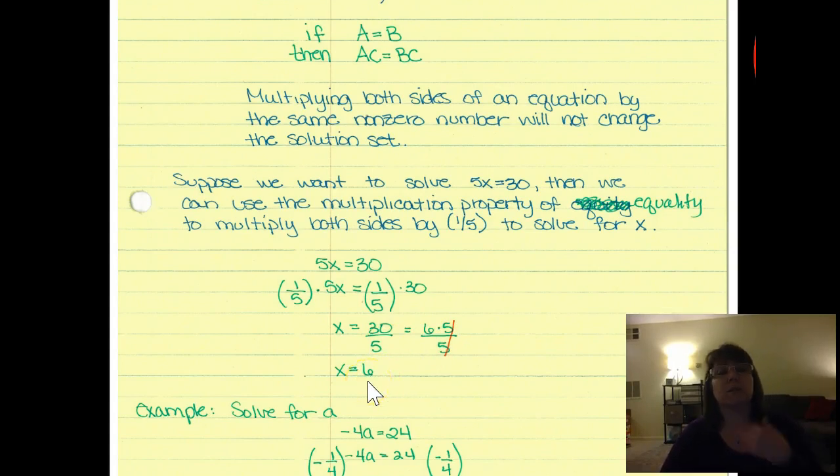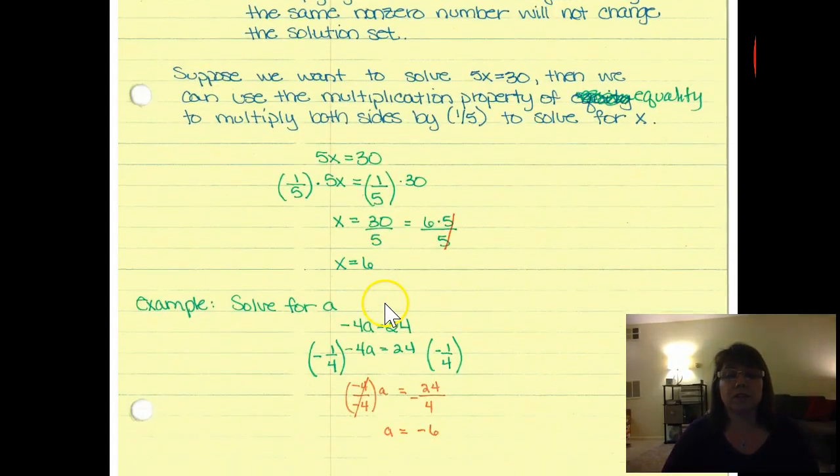We can plug 6 back in just to double check our answer. 5 times 6 does indeed equal 30. So let's take another problem. We'll solve for a. Negative 4a equals 24. This time, the reciprocal that I want to multiply by is negative 1/4. So I'm going to multiply both sides by negative 1/4.